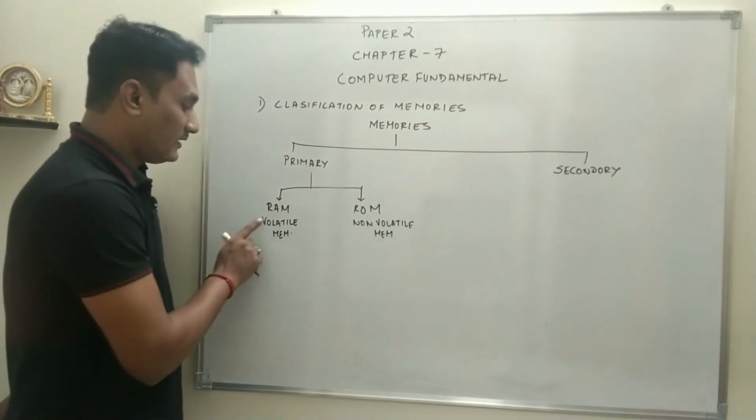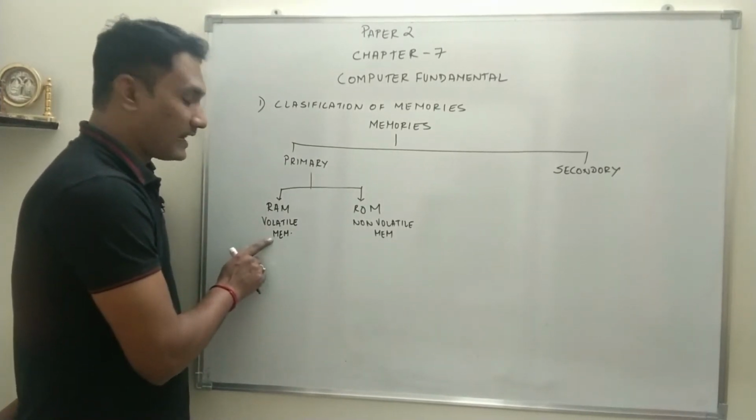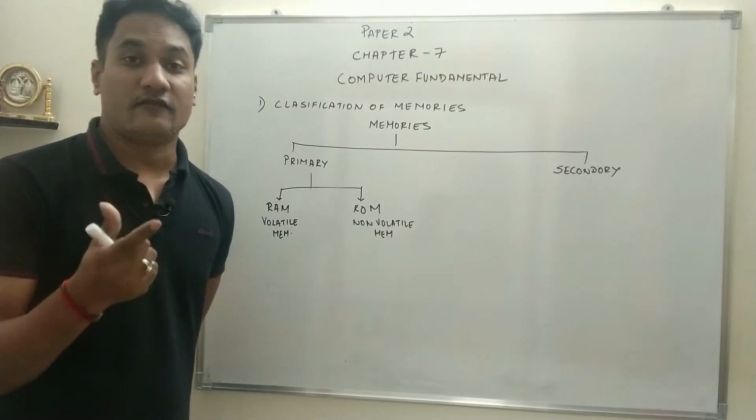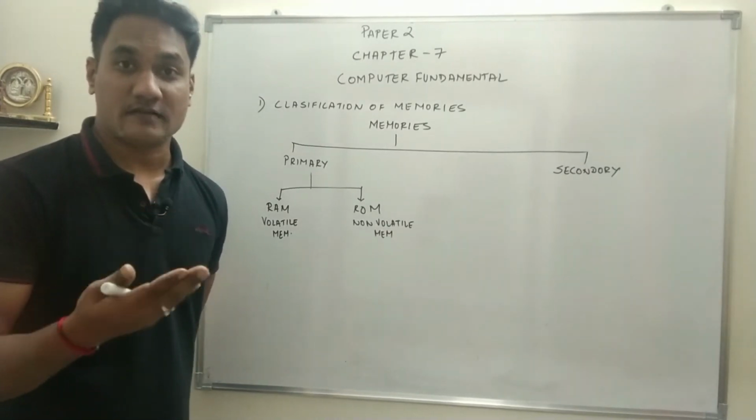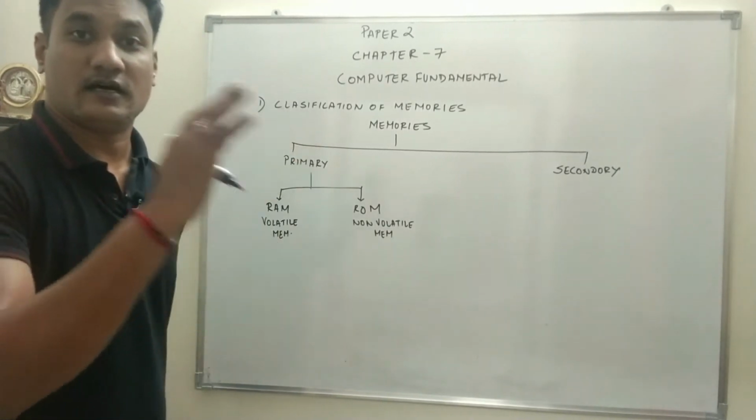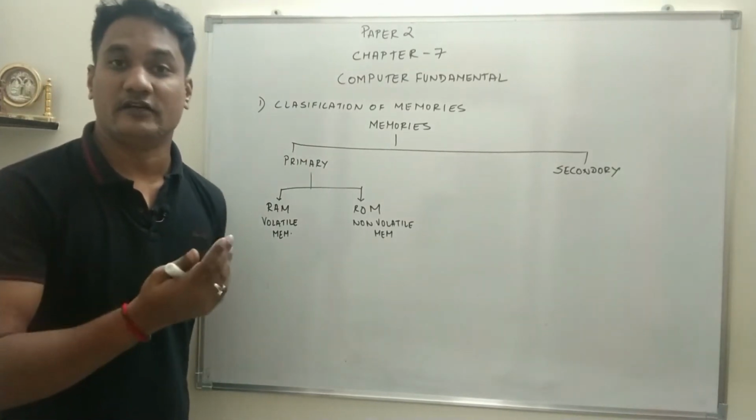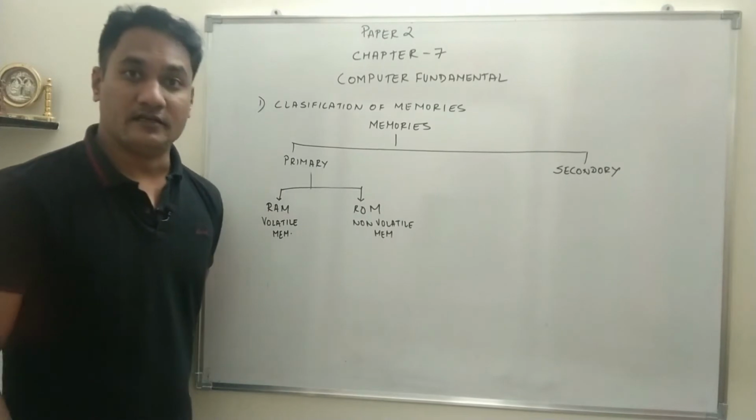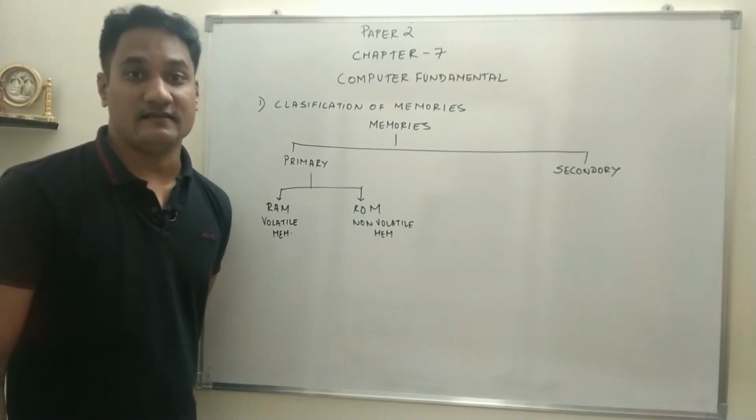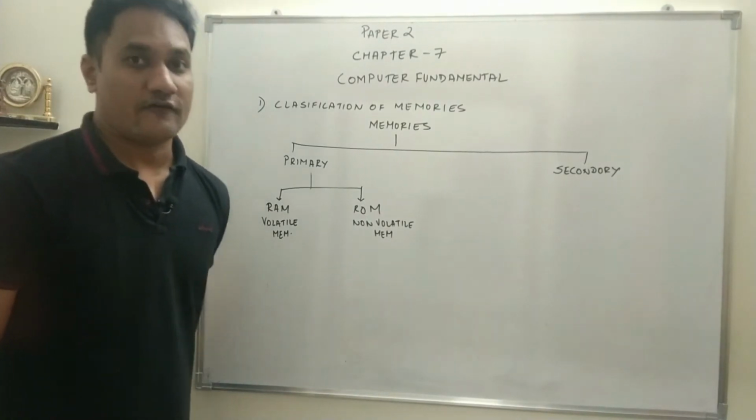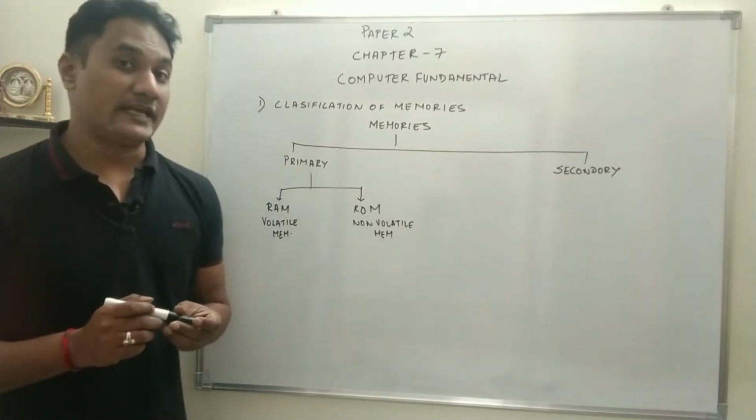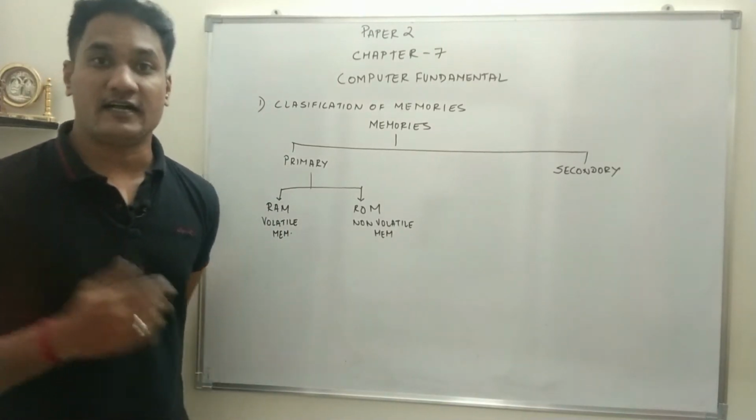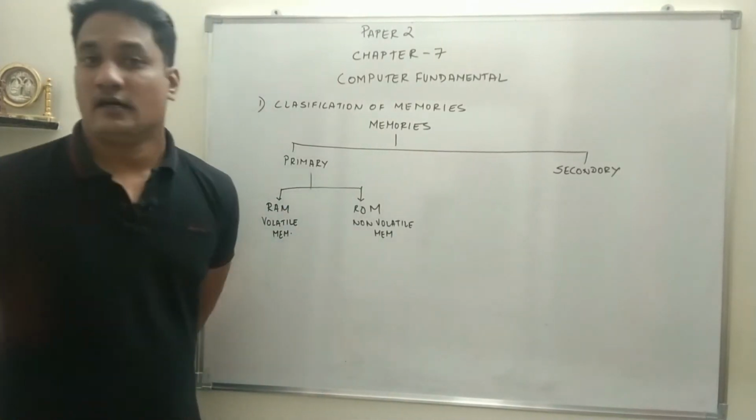That means when the data is stored in the RAM, it is temporary in nature. So once the power is switched off, the data will vanish. But in ROM, non-volatile memory, the data will remain as it is even if the power is switched off. Now I'll give you an example of what kind of data is being stored in ROM.